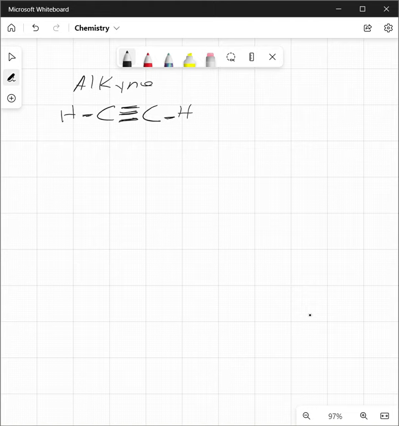And what was the prefix for something with 2 carbons? Ethane, well, ethane if it's an alkane, but we have ethyne with that triple bond. So 2 carbons with a triple bond between the carbons is ethyne.